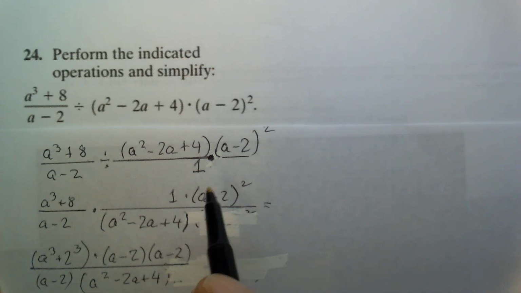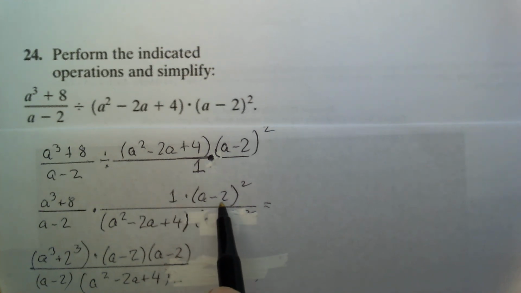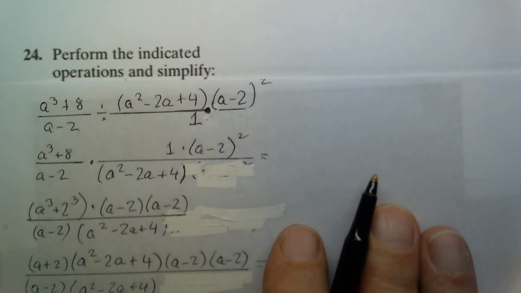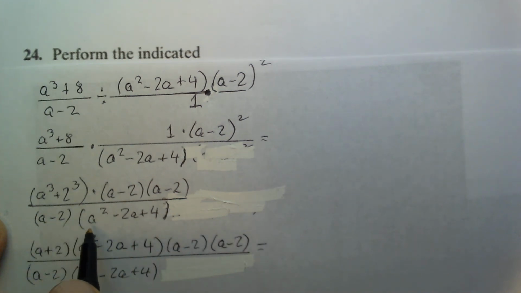Let me retrace a couple of steps. There's times a minus 2 parentheses squared. So that means 1 times a minus 2 parentheses squared in the numerator. So that means a to the third plus 2 to the third times a minus 2 times a minus 2. And then when we factor a to the third plus 2 to the third, it becomes a plus 2 times a squared minus 2a plus 4 times a minus 2 times a minus 2. And in the denominator we have a minus 2 times a squared minus 2a plus 4.